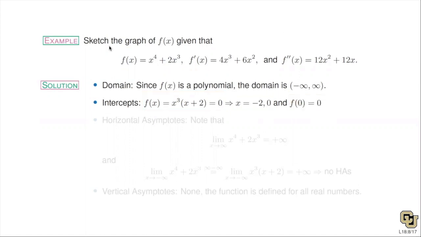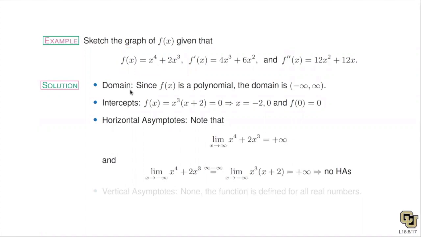So here, checking for horizontal asymptotes, x to the 4th, as x goes to infinity, goes to plus infinity, x cubed, that goes to plus infinity. The limit going to the right is plus infinity. The limit going to the left, x to the 4th is plus infinity.